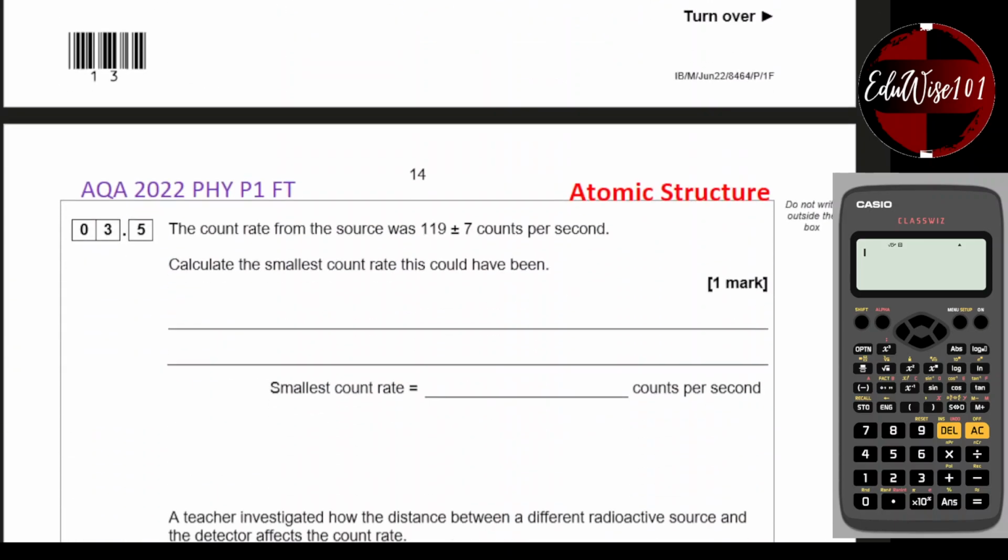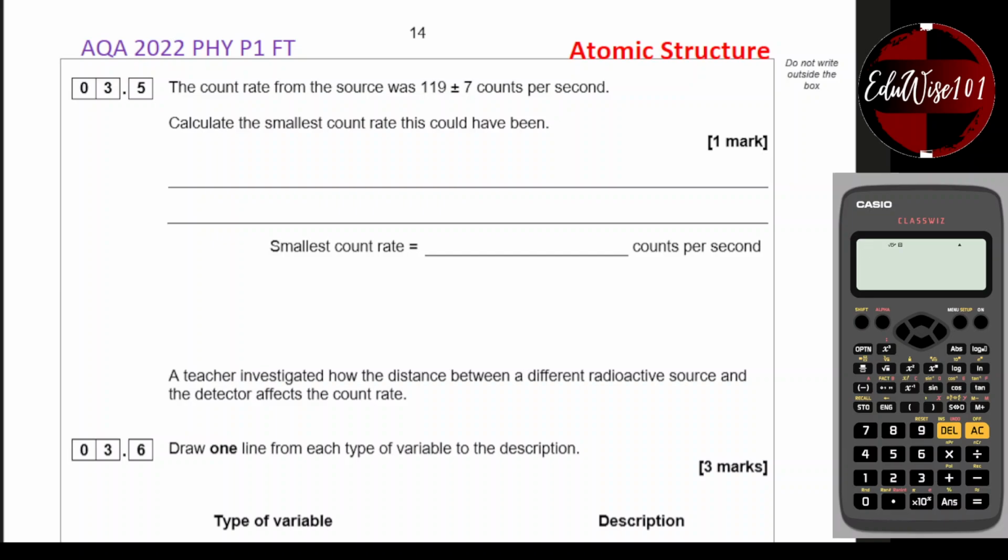Next question, 3.5. The count rate from the source was 119 plus or minus 7 counts per second. Calculate the smallest count rate that could have been. The smallest count rate that could have been is 119 minus 7. That would give you 112. The highest would be when you add the 7 to this 119. So the answer is 112.